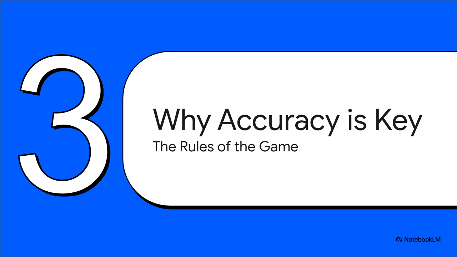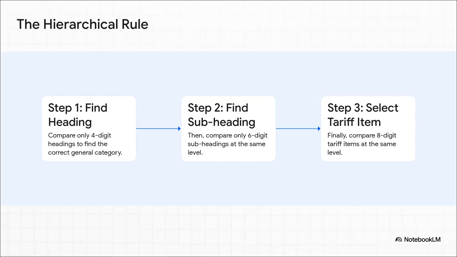Why is getting this so critically important? Because when it comes to tariff classification, there are strict rules to this game, and being accurate is everything. This is so important. You have to follow the structure. You can't just find a description way down the list that sounds right and pick it. No, first, you only look at the 4-digit headings to find the right big picture category. Got it? Okay, then you only compare the 6-digit subheadings that fall under that one heading. And then finally, you compare the 8-digit tariff items at that level. You have to go step by step from general to specific.